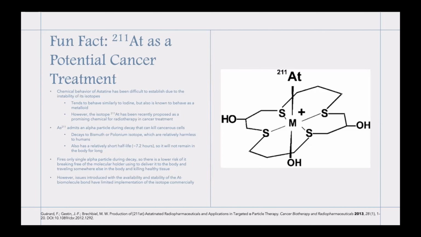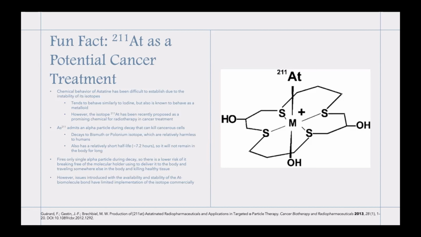This is because the astatine-211 isotope actually emits an alpha particle during its nuclear decay. And alpha particles in general are known to kill cancerous cells. But what makes astatine-211 a particularly attractive cancer treatment is the fact that it has an optimal half-life. So not only will it be effective once injected into the body in killing a cancerous cell, but it also will not remain in the body long enough to kill other healthy tissues. This is actually more advantageous than other compounds such as bismuth or polonium because it has a relatively short half-life, around 7.5 hours, so it will not remain in the body for long.